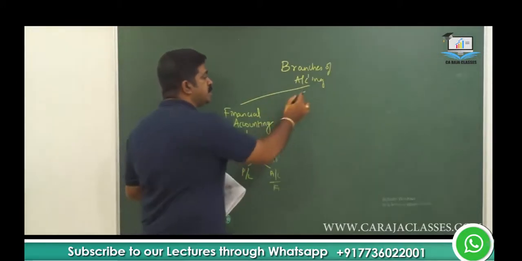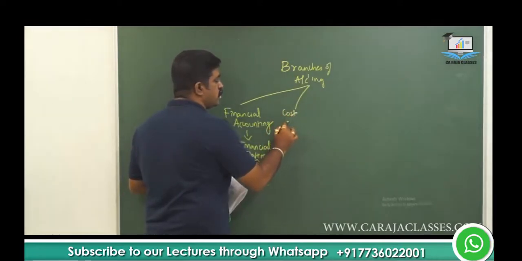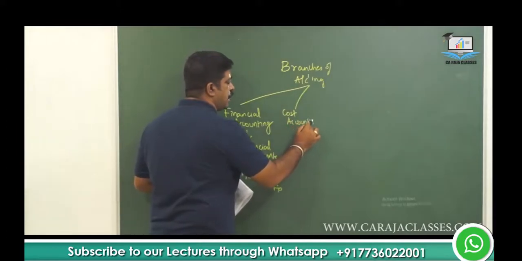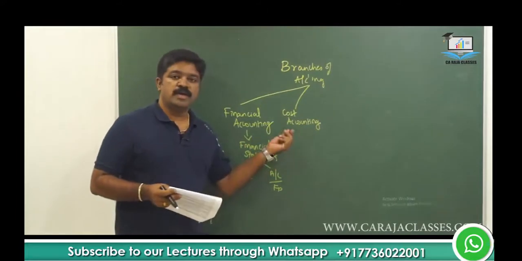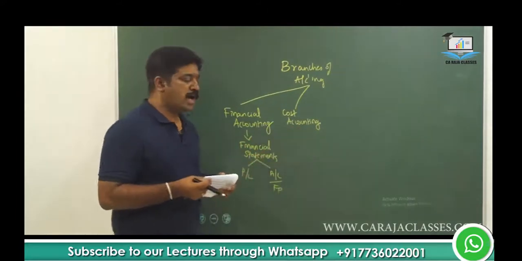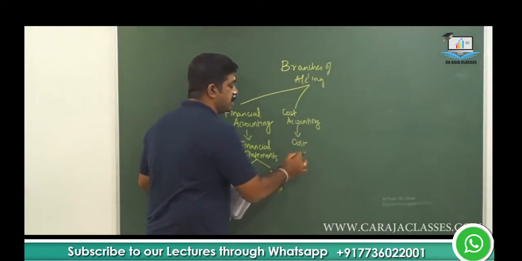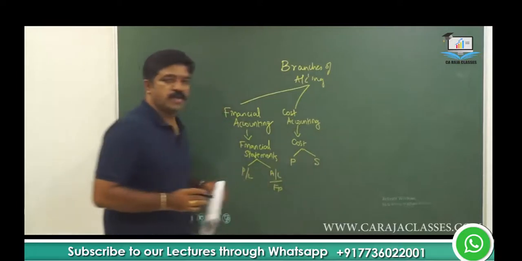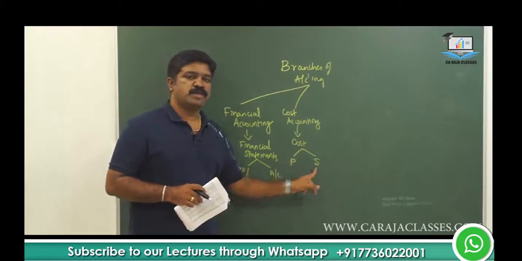Then the second branch we say cost accounting. Cost accounting is concerned with identifying, collecting and recording information with an intention to arrive at the cost of product or service. Okay, so the ultimate focus of cost accounting is to arrive at cost of product or service.